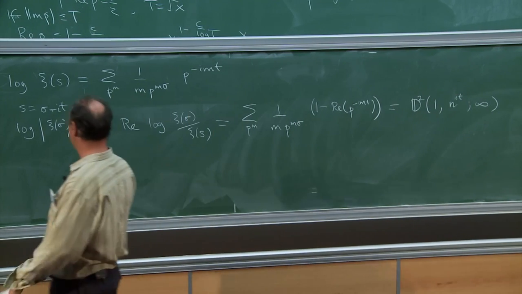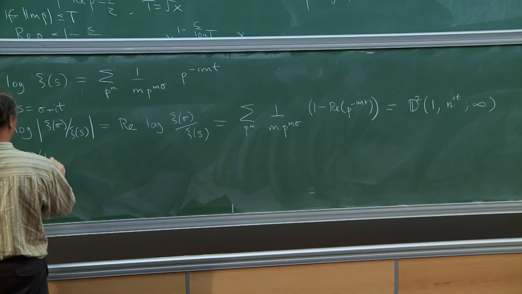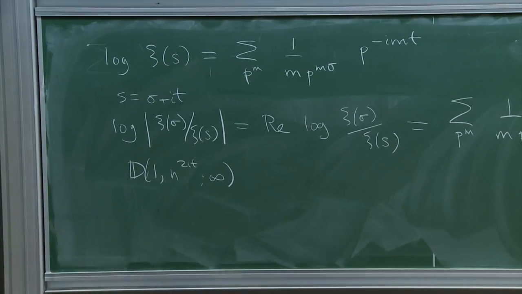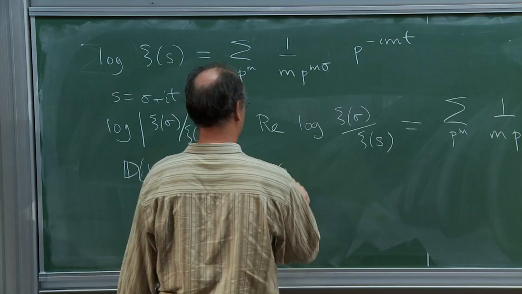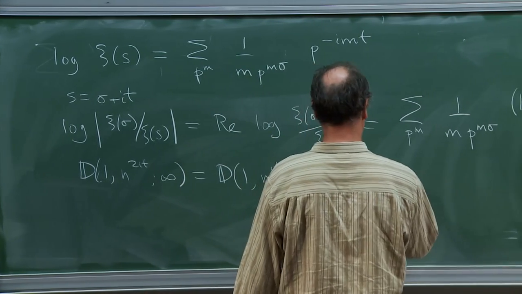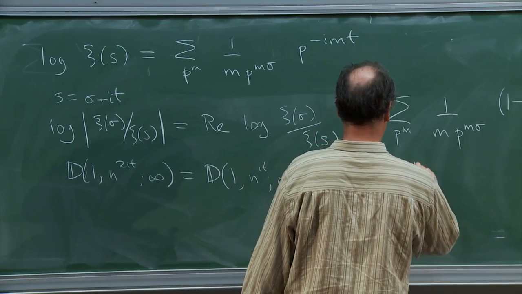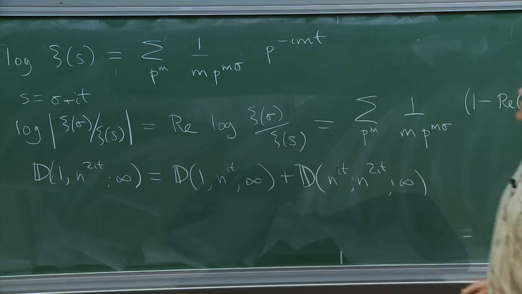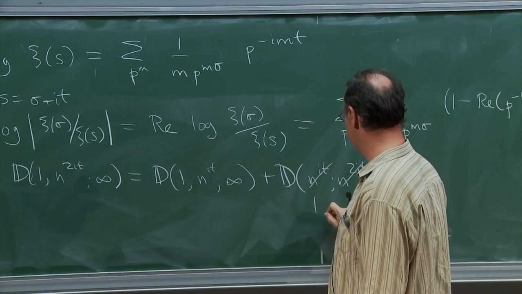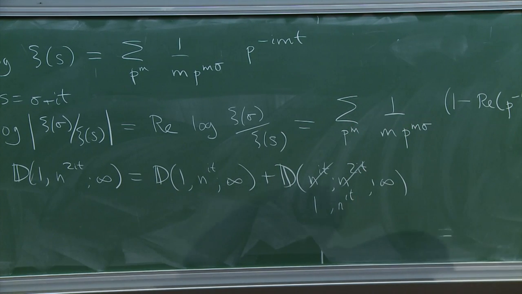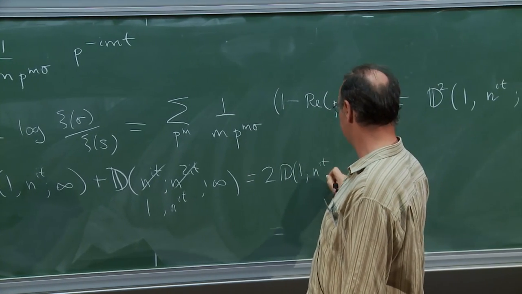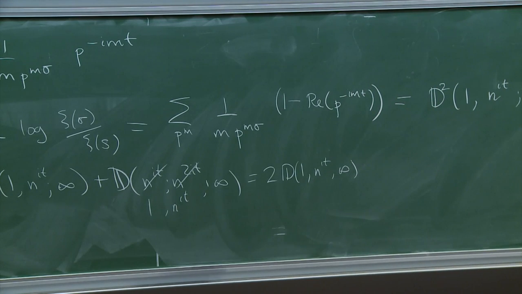So the triangle inequality will give us simply that you can write that as, and then just by the definition up there, the f g prime, I can rewrite the second one as just divide out by the same function on the unit circle, i.e. n to the it. I can just write it like that. So in other words, this is equal to 2 times the distance between 1 and n to the it, infinity.